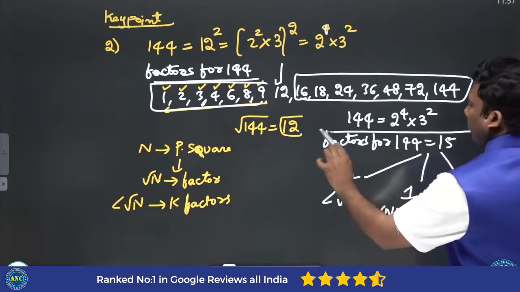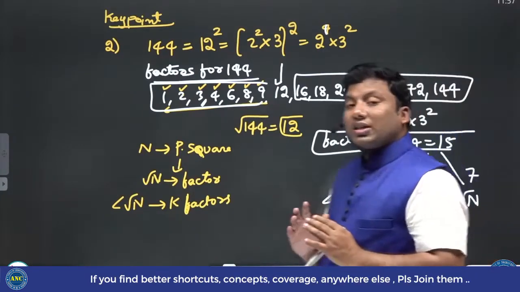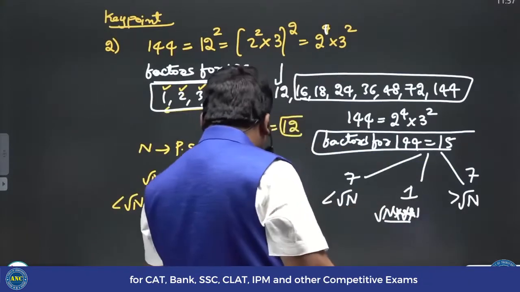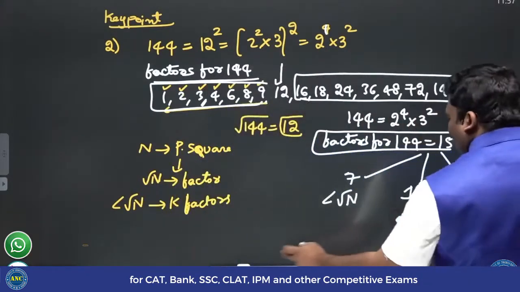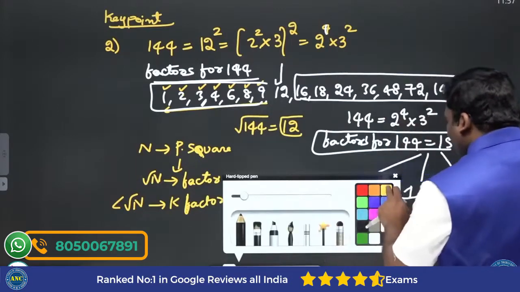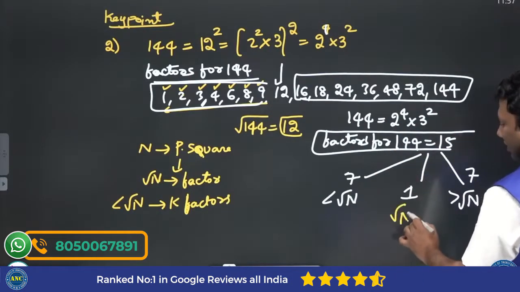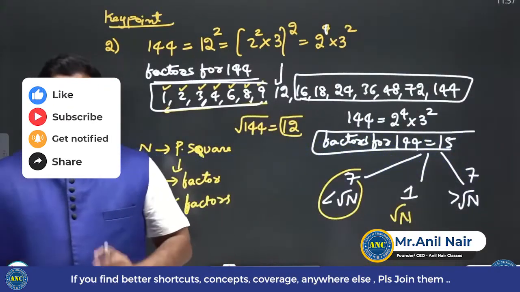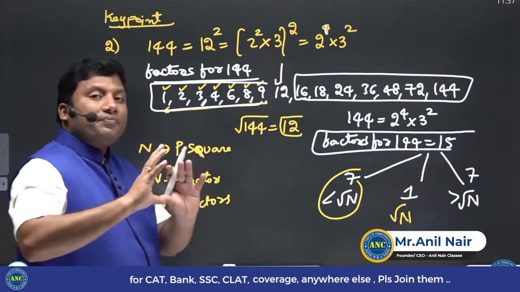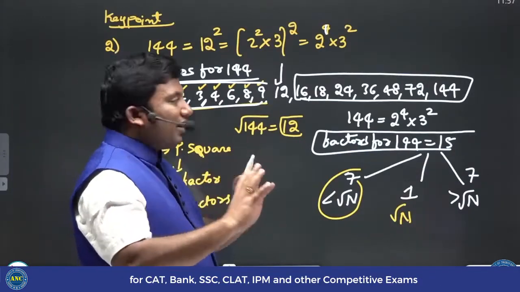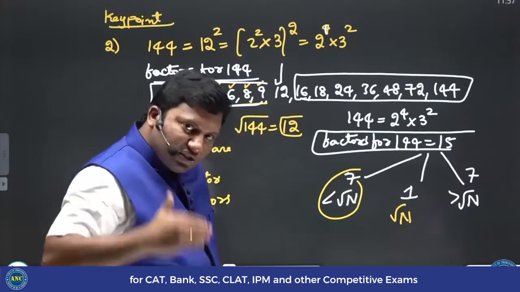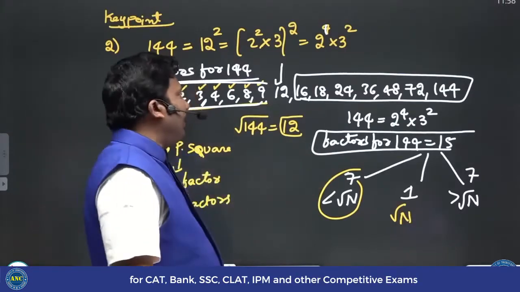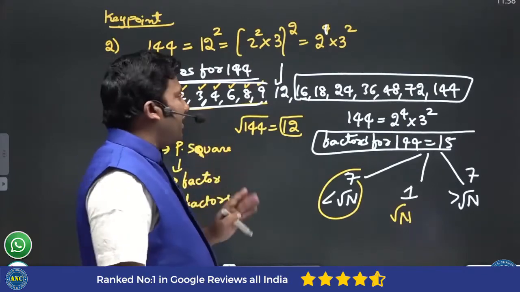Please write down this point. If 15 factors are there for 144, one factor will be root n, 7 factors will be less than root n and 7 factors will be greater than root n. Because the number is a perfect square, take 36: 6 will be one factor, with factors less than 6 and greater than 6. I hope the idea is clear.